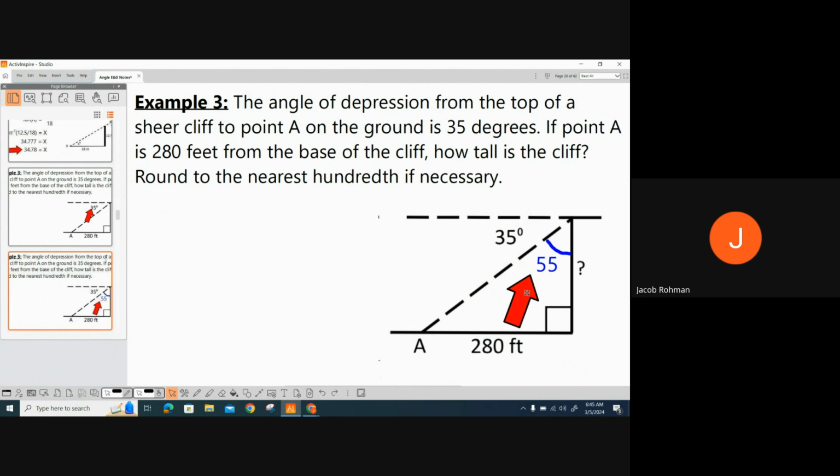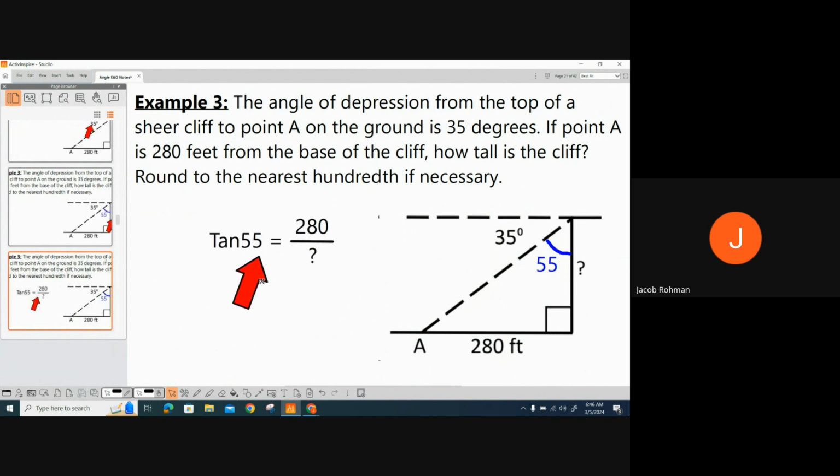And then, using our trigonometry, we would say that the side here, this is the opposite side from the 55 degrees, and this is the adjacent side from the 55 degrees. So this would be a tangent relationship. So we're going to say tangent of 55 degrees is equal to the opposite leg, 280, divided by the adjacent leg, which is question mark.